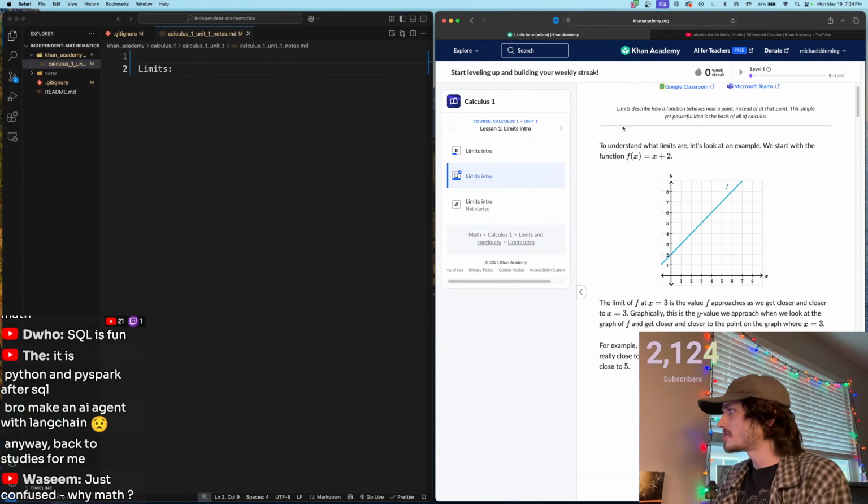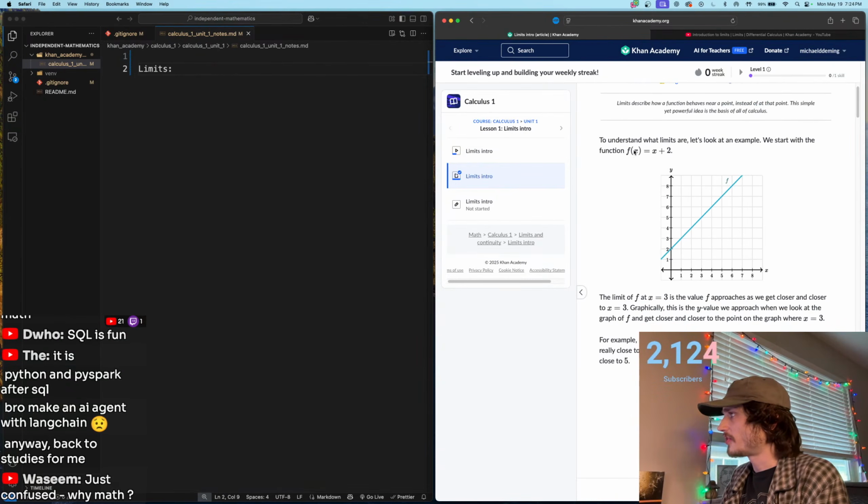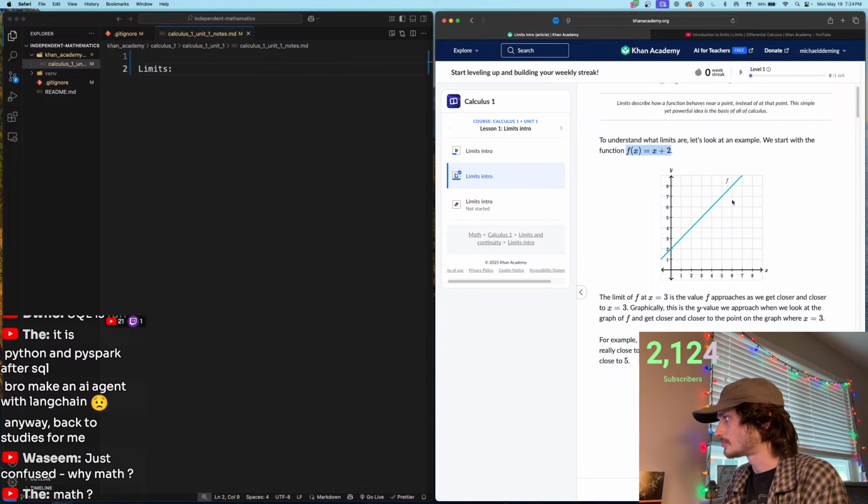To understand what limits are, let's take a look at an example. We start with the function f of x equals x plus 2, where we have some linear function, x plus 2, with y-intercept at 2. Okay? With that 1-to-1 slope.